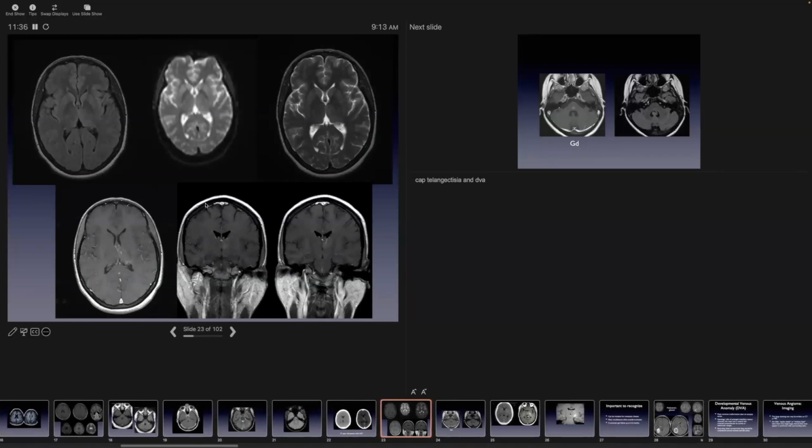This is that same case. You can notice on the FLAIR scan, there's no signal abnormality. This is actually the diffusion scan, and there's no real signal dropout in this case. And here you see it on the coronal imaging. There's the vascular structure. So again, don't be misled when you have these complex lesions.